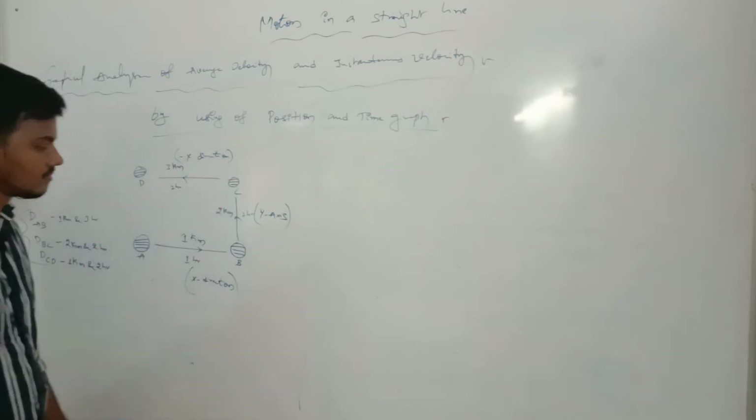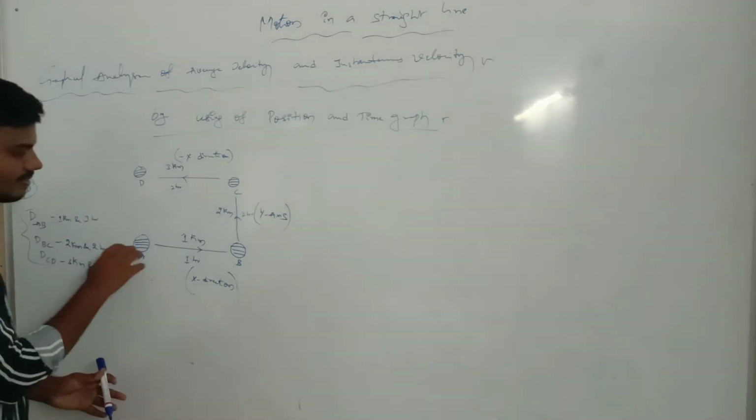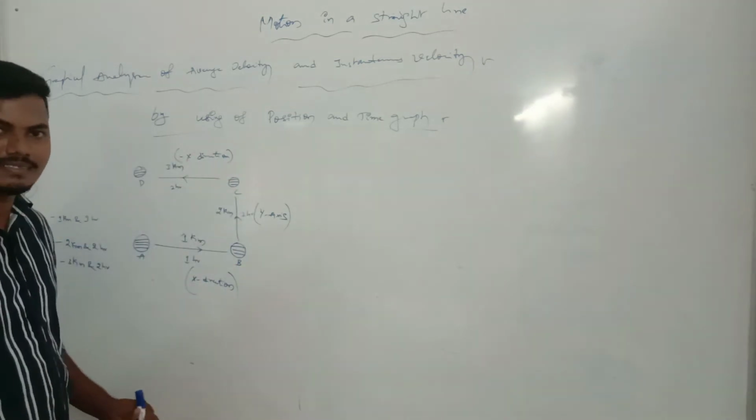Which position? There are three positions here. The first one: the distance of A to B, 1 kilometer in 1 hour, a 1 hour time period. And 2 kilometers of displacement in 2 hours of time period. 3 kilometers of displacement in 2 hours of time period. Okay. There are 4 different positions and 3 characterizations.